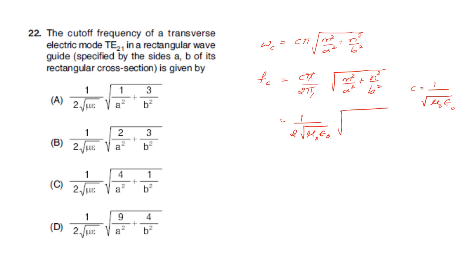Here the value of m and n: since it is TE21, the value of m is 2, n is 1. So m square is 4 by a square plus n square is 1 upon b square. Therefore option C is correct.